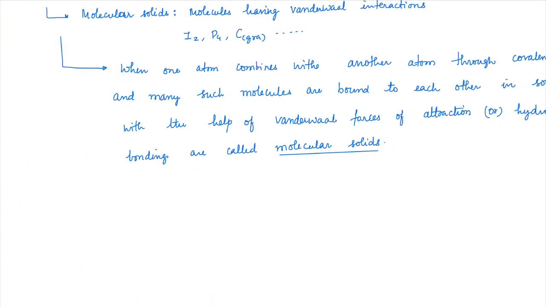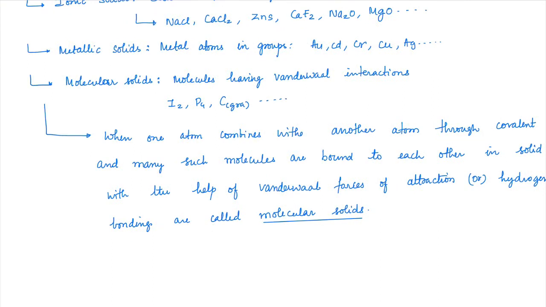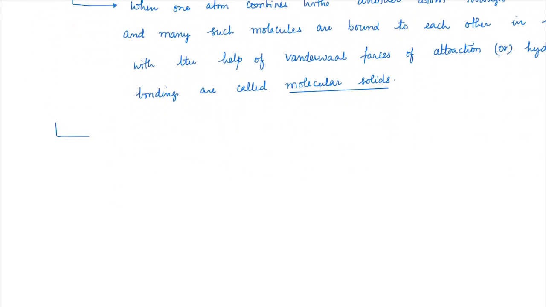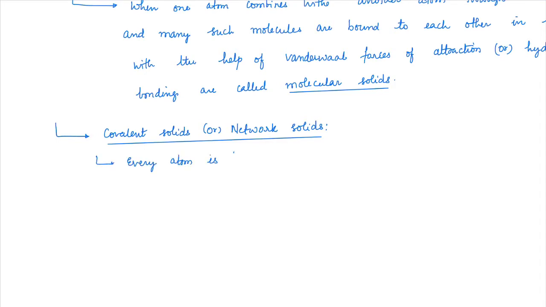Now since I'm talking about molecular solids, check this. I would strictly not consider graphite as one of the molecular solids. Let me tell you why. This is further divided into another category known as covalent solids. Covalent solids are network solids. What is the difference between molecular solids and these? Here, every atom is bound by only covalent bonds. There are only covalent bonds throughout.